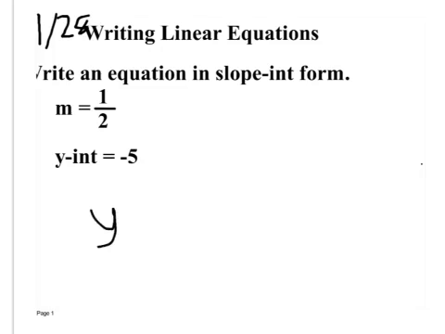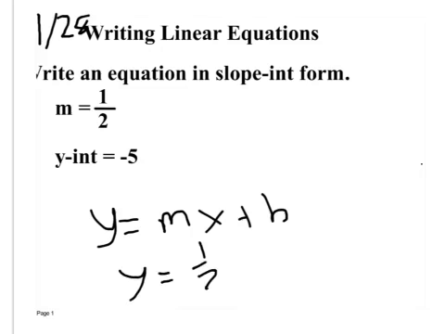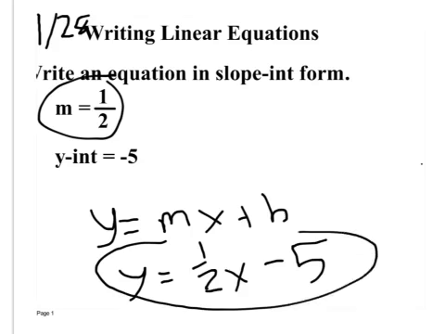You need to know the parent function: y equals mx plus b. Once you know that, you have your equation. Replace m with 1/2 because the slope is 1/2. Replace b with -5. There's your answer.